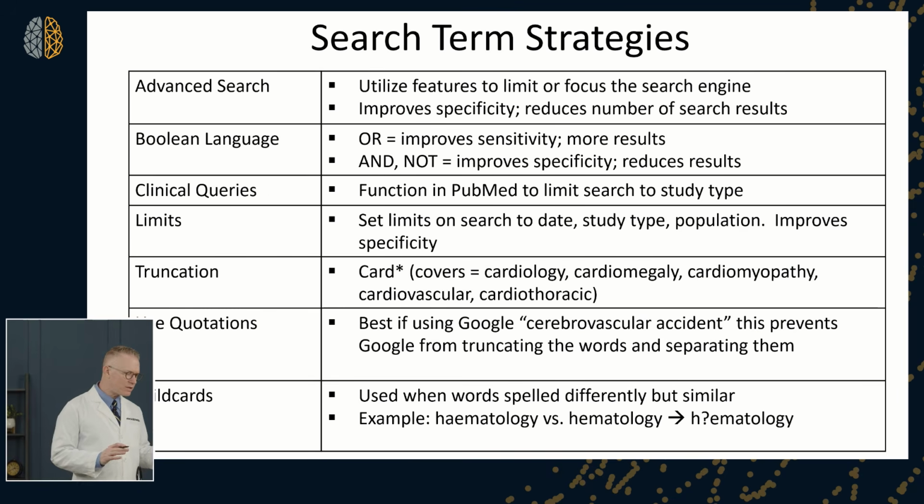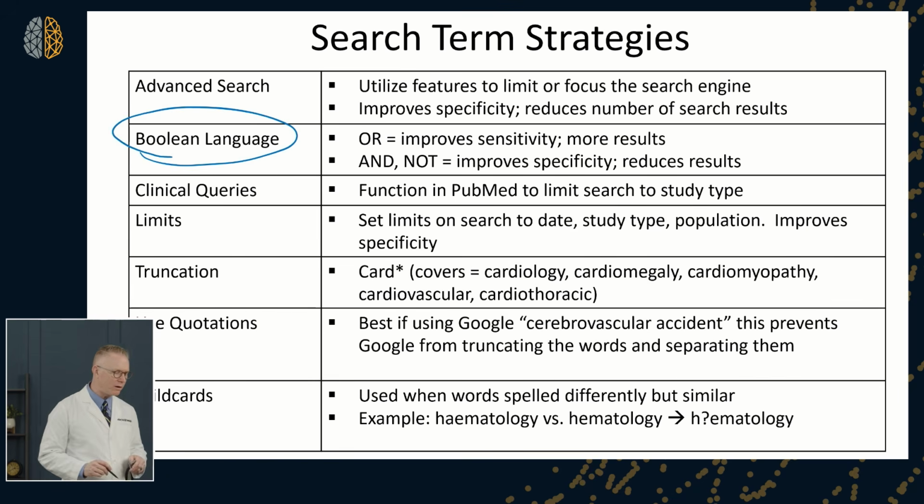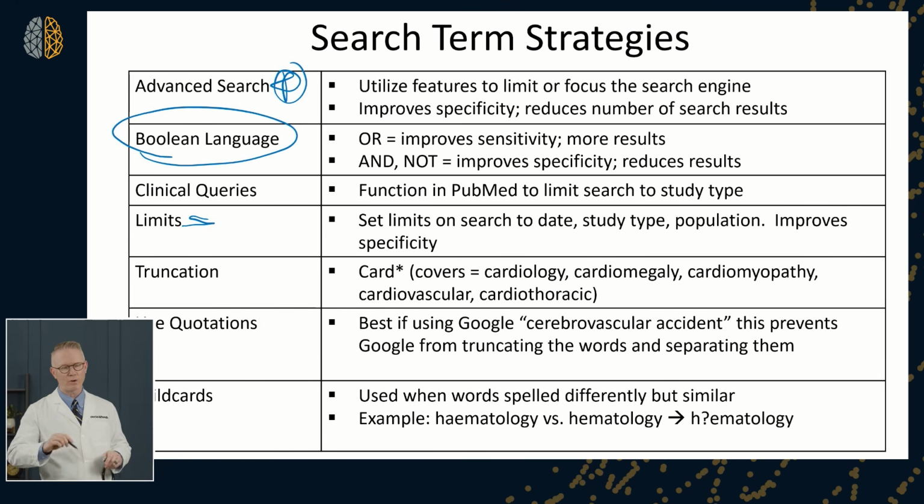So these are some strategies that you can use. We've already talked a little bit about Boolean language up here. We've briefly mentioned the advanced search, but I'm going to show you an example here in just a second. We have limitations by date, study type, population. Like, don't give me animal data, I only want human data. Only give me data between these time frames in history.